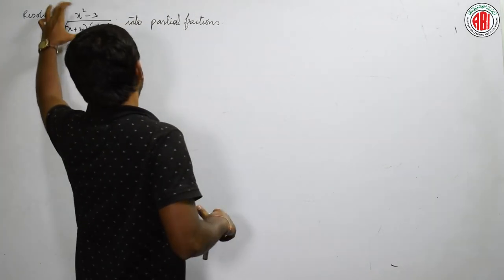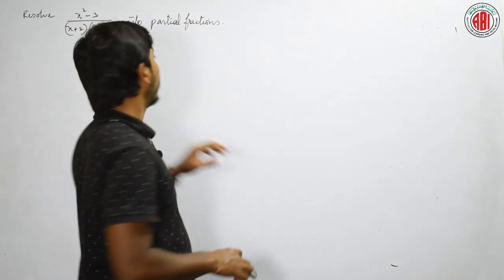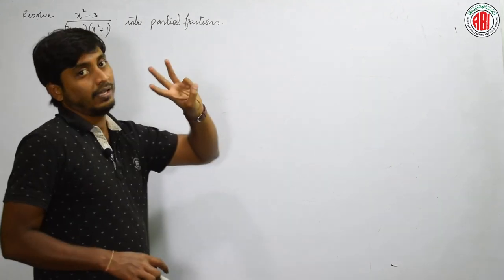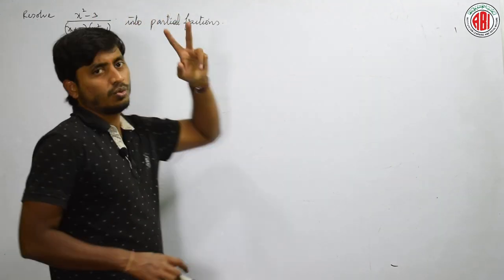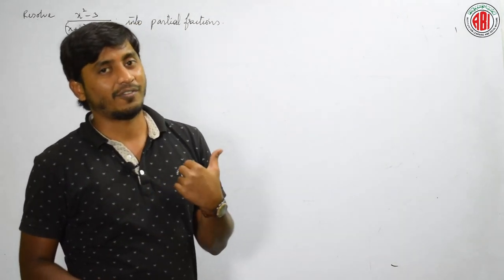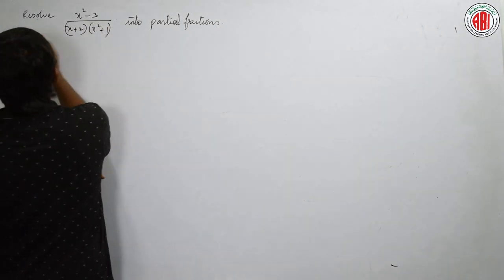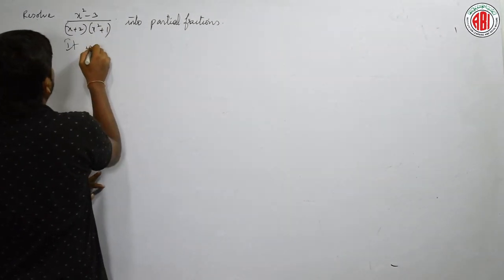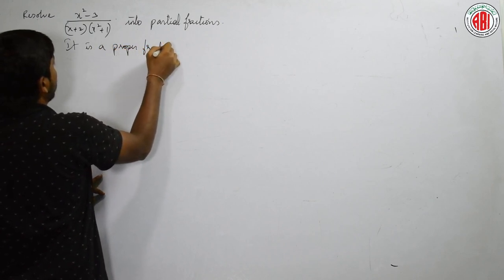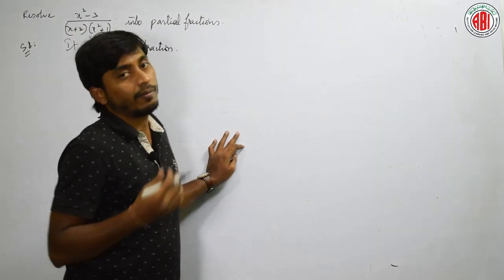He is asking us to resolve this particular expression into partial fractions. First step, is it proper? The degree of the denominator is 1 and 2, so it is 3, and the degree of the numerator is 2. Therefore, we can tell the degree of the numerator is less than the degree of the denominator. Therefore, it is a proper fraction. Isn't it?